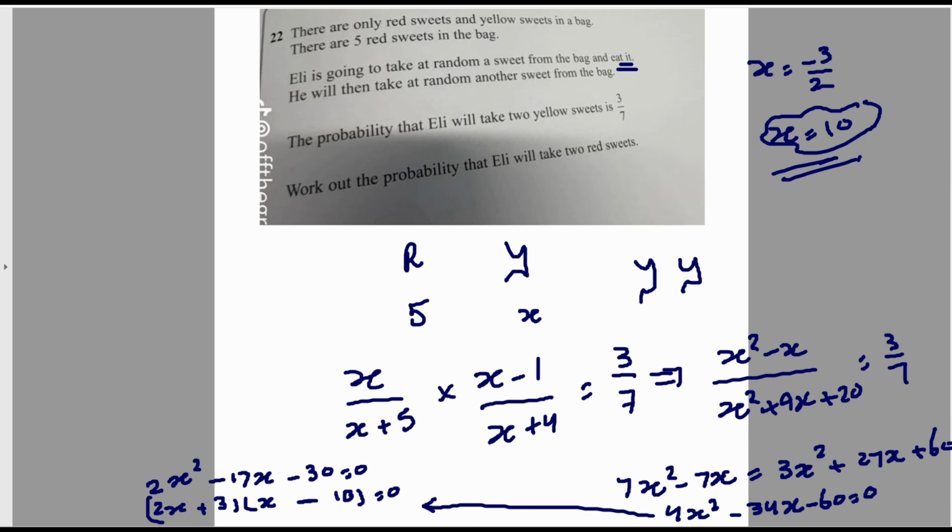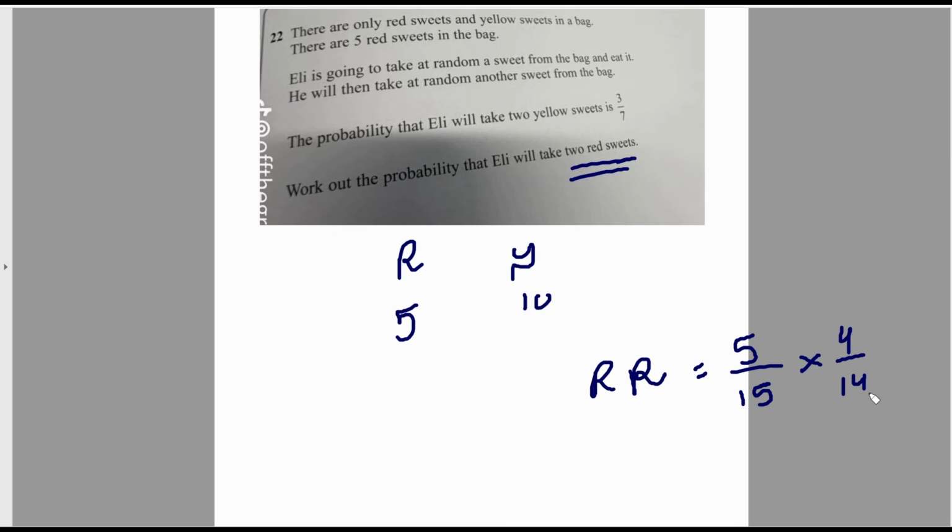Okay, so now we say R is 5, Y is 10. What's the probability of 2 red sweets? So red followed by red, which is 5 over 15 times 4 over 14, because it's going to be 1 less. You can simplify the fractions here to make it easy. So that's going to be 1/3, this fraction. And if you divide here by 2, you get 2 over 7, which gives 2 over 21. And that's the answer for the hardest questions of Edexcel paper 3 higher 2026.